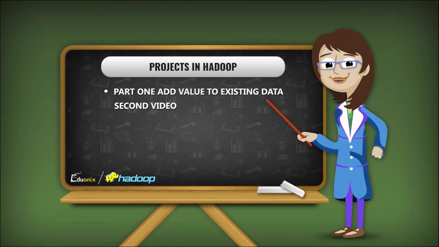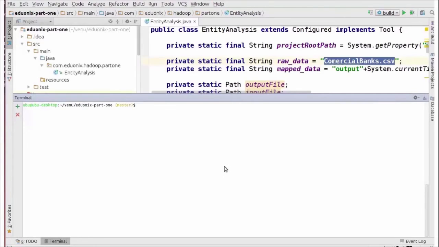Welcome to the Eduonics Projects in Hadoop course. In this video segment, we are in the second part of Part 1, Add Value to Existing Data. So now we're going to build and run the code.